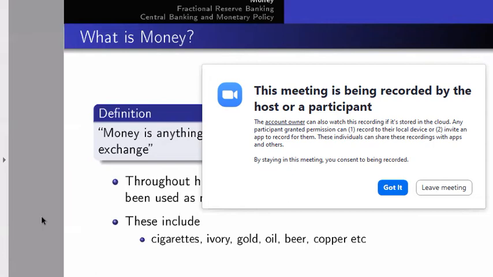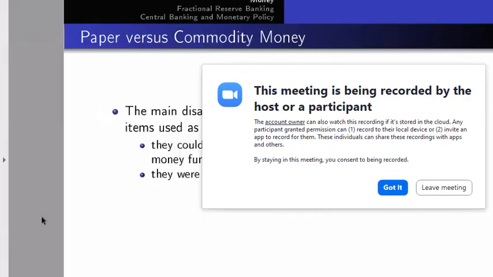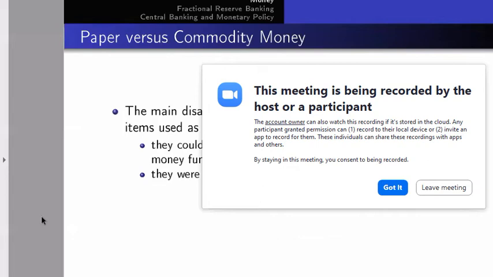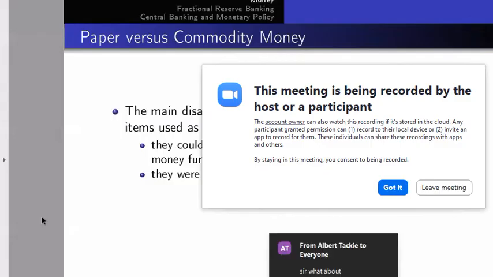That was more or less a very simple solution to the issue of the double coincidence of wants that barter was creating. But you realize that it created another problem. The main disadvantage of commodity money is that the items used as money had intrinsic value. Gold had a certain value, so they could be in high demand for reasons other than money. They had other values that made them likely to be in higher demand than even the real reason they were being used for money.